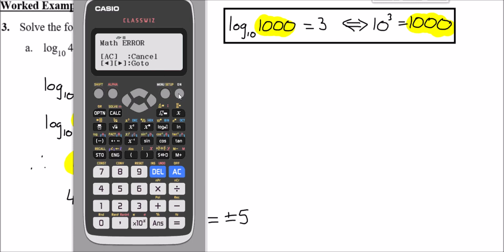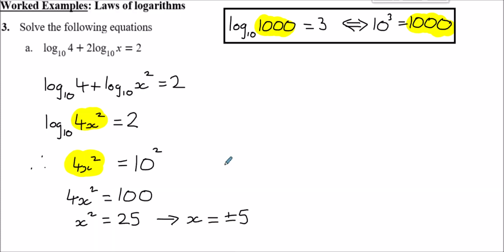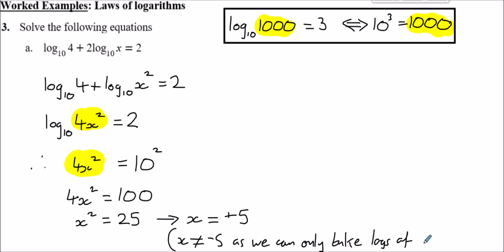That's because if you take a number, for example 5, and do it to any power, the smallest you can get is 0. We can't go into negatives. So because of that, we need to get rid of the negative. And maybe put as a note, just to remind yourself, x can't equal negative 5, as we can only take logs of positive values.